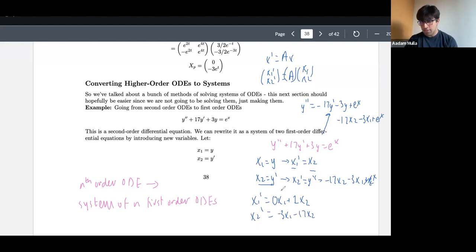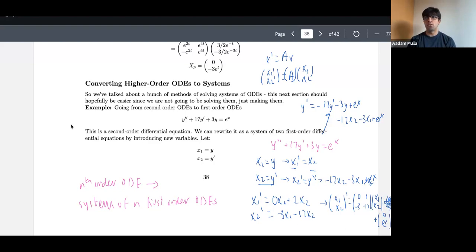So first, let's rewrite this as a system. That's going to be x1, x2 prime equals A times x1, x2. What's A going to be? 0, 1, negative 3, negative 17. The way we get this plus e to the x at the end is we just add a vector of 0 and e to the x. So it won't apply to the x1 prime, but it'll apply to the x2 prime.